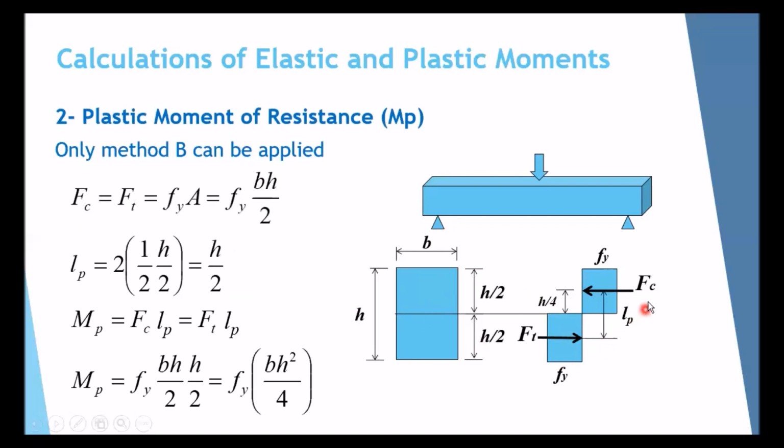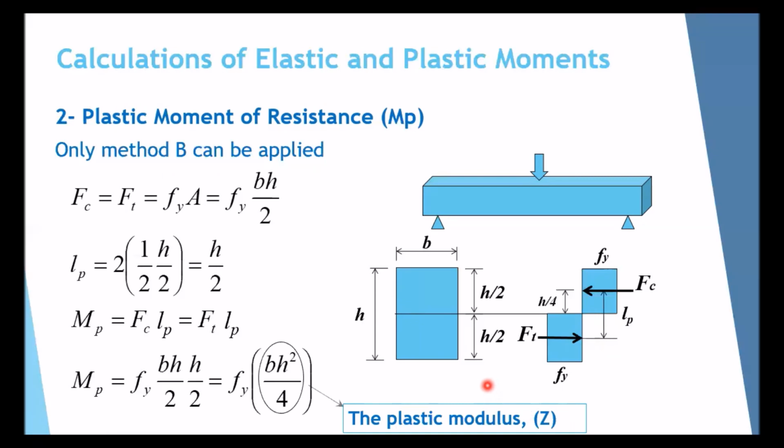Then to find the M plastic, it equals FPC times LP or FPT times LP. So it equals FP yield times BH over 2, this is the first term, times the lever arm L plastic equals H over 2. By getting the value here, it will be FP yield times BH square over 4. And this term here, we call it the plastic modulus, and we give it the letter Z. So the elastic modulus is capital S, and the plastic modulus of the cross section is called Z. The plastic modulus Z should be greater than the elastic modulus, because a cross section cannot reach the full plastic stage until it goes through the elastic stage at an earlier stage.